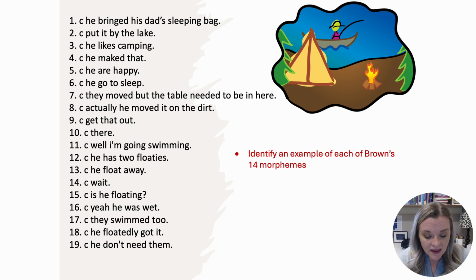Okay? All right, last one, irregular third person has or does. Remember this one, it's either has or does or it doesn't exist. Those are the only two options. Can you find it in this example? Hopefully you found utterance number 12. It's he has two floaties. That's the only example.